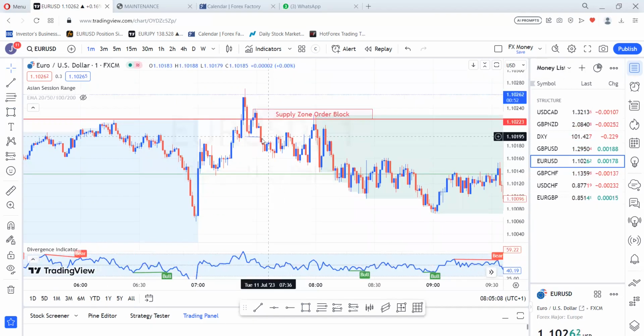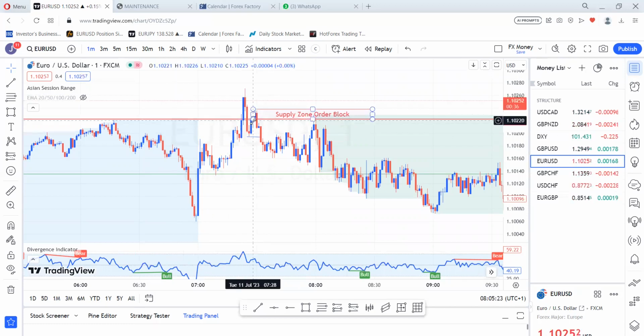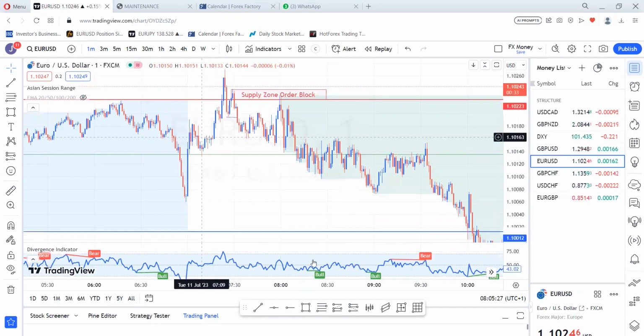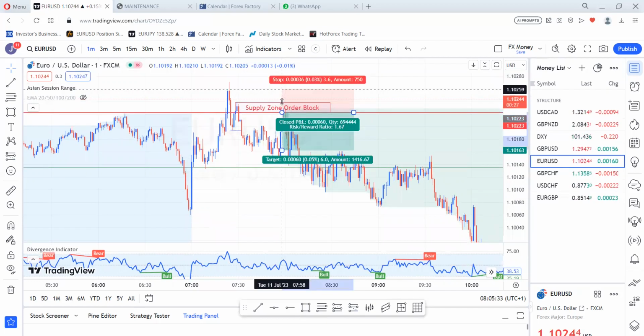So the moment you have this change of character where the higher low, higher high, higher low, higher high fails to break this high again after the Asian high was manipulated, then it created a low. That's what you are looking for, the order block. So all you need to do, like I said, the high was manipulated, you put in your trade, put in your stop loss just above it.